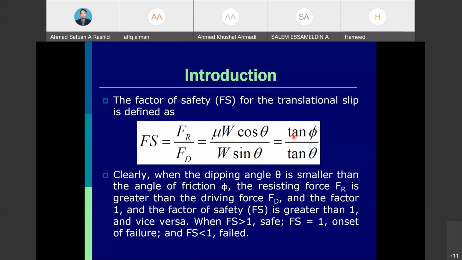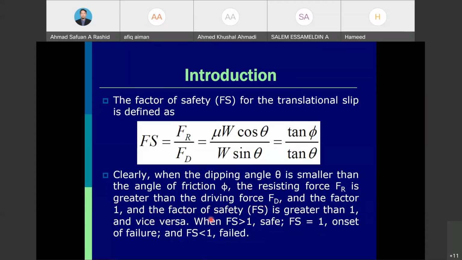In this part, we may discuss later on how they get tan φ and tan θ. Actually, it is based on the shear strength, or the Mohr-Coulomb model. So the resisting force FR is greater than the driving force FD, and the factor of safety is greater than 1, and vice versa.